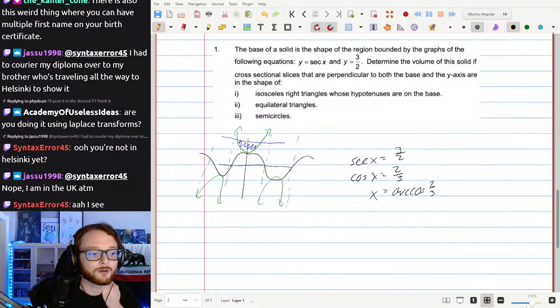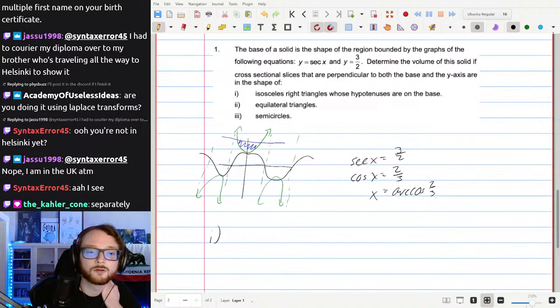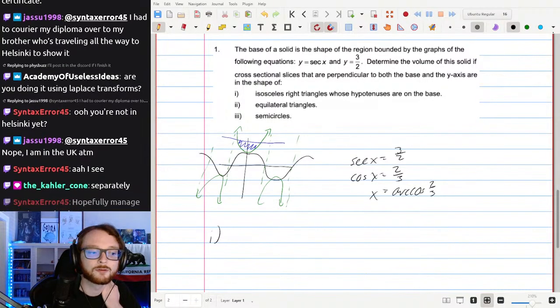Okay, so then for part 1, oh, we might not want to cut this in half. That might be a bad idea to cut this in half. We should not cut this in half.